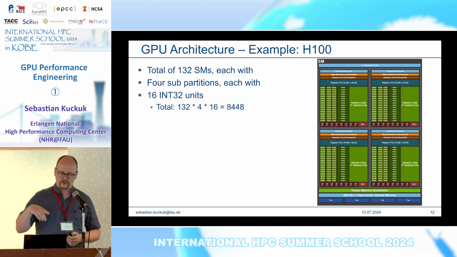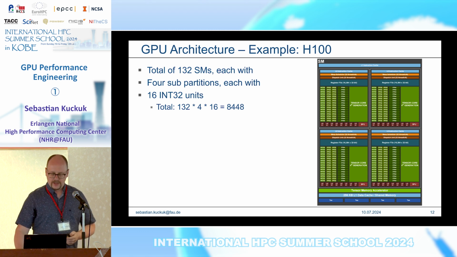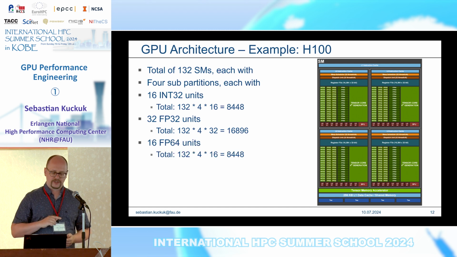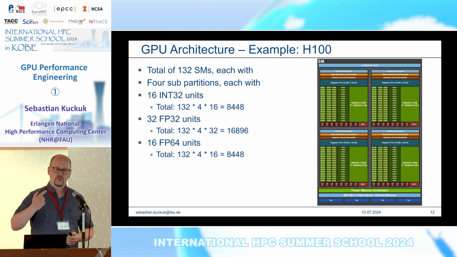In particular, each of these 4 subpartitions has a number of int32 units. These are the cores, in quotes, that are doing your int32 operations, which in your code will most likely be index computations. Then there is a number of FP32, or single precision floating point, execution units, 32 in total, and a number of FP64 execution units, double precision floating point units. Why am I telling you this? Because you need to know what your code is doing, and in which precision and data type it is doing its calculations, so that you can figure out what performance you expect.